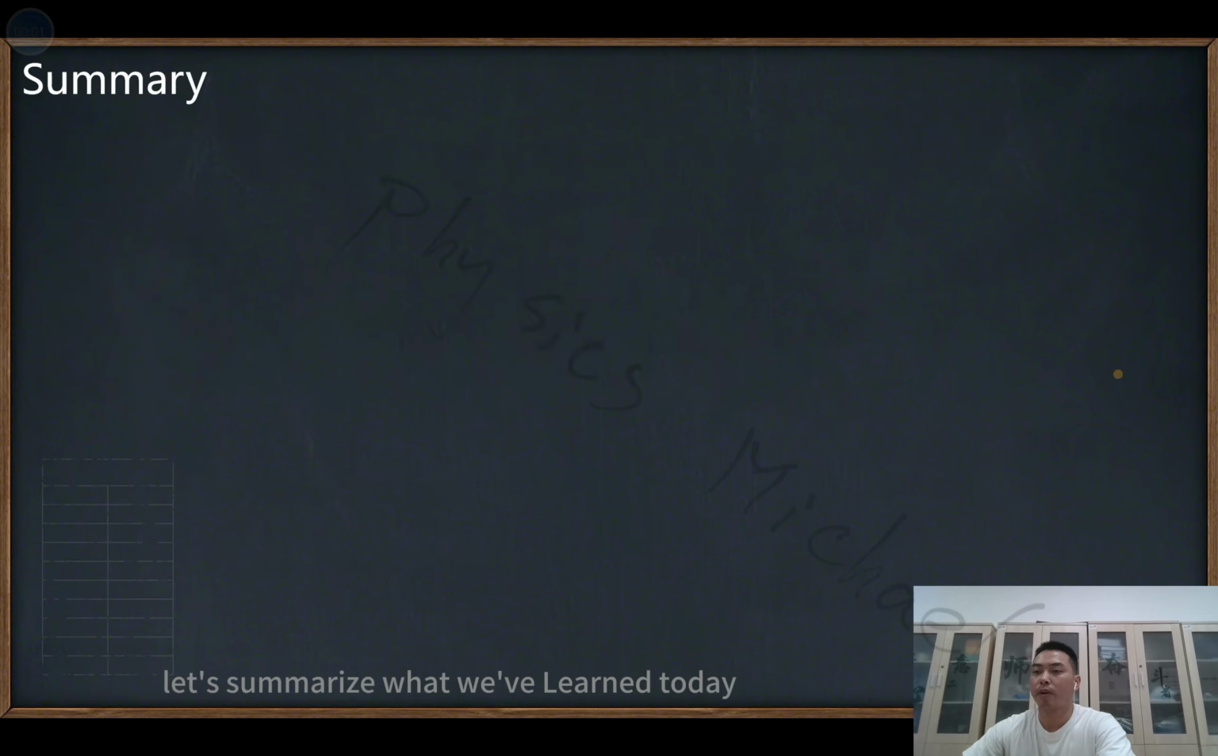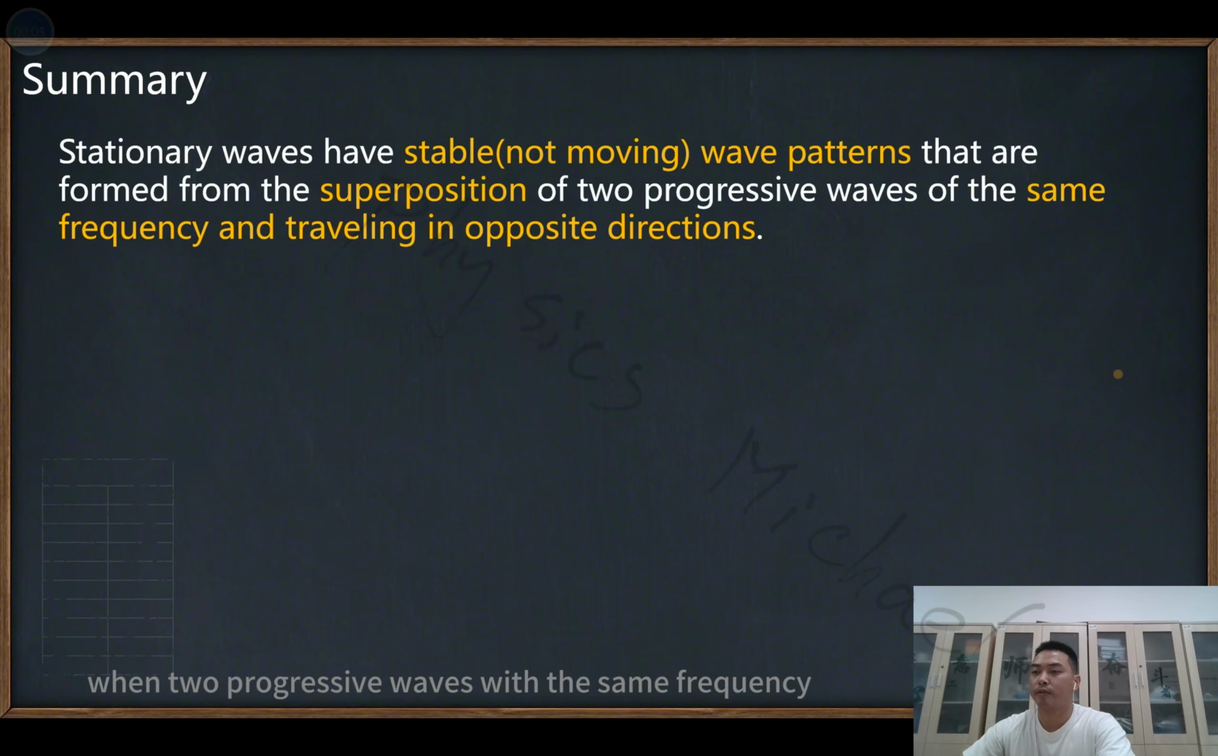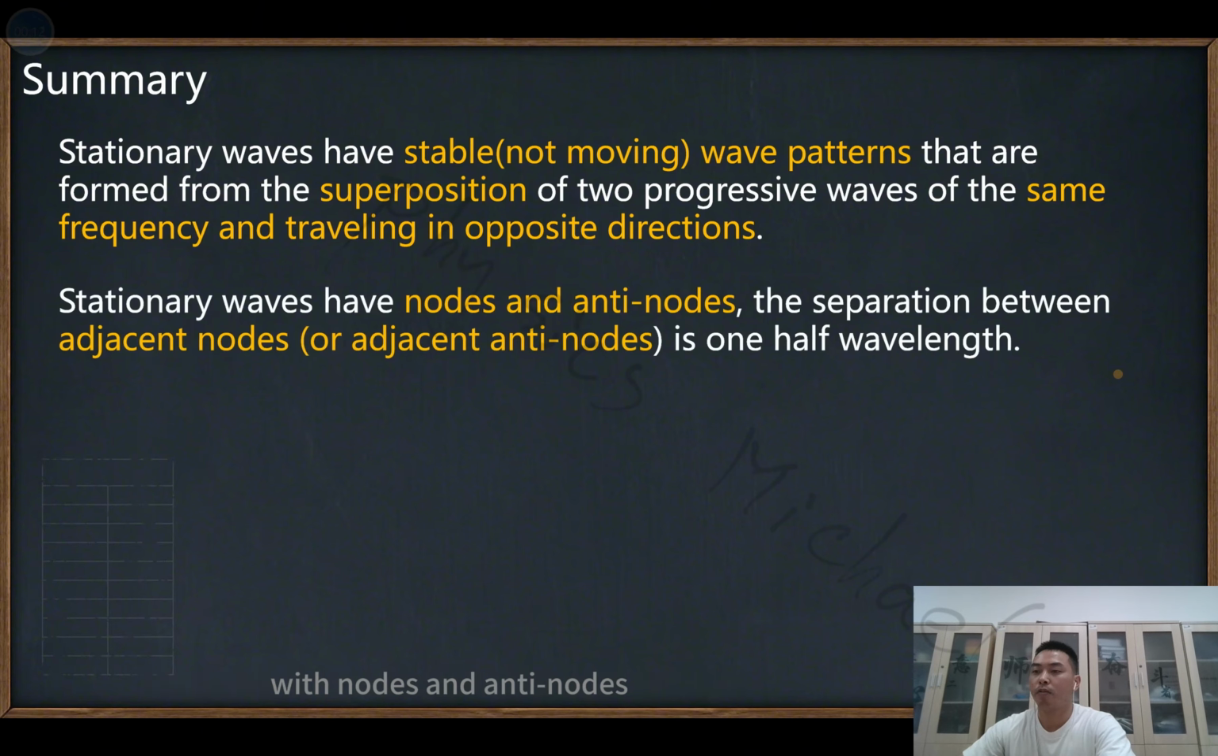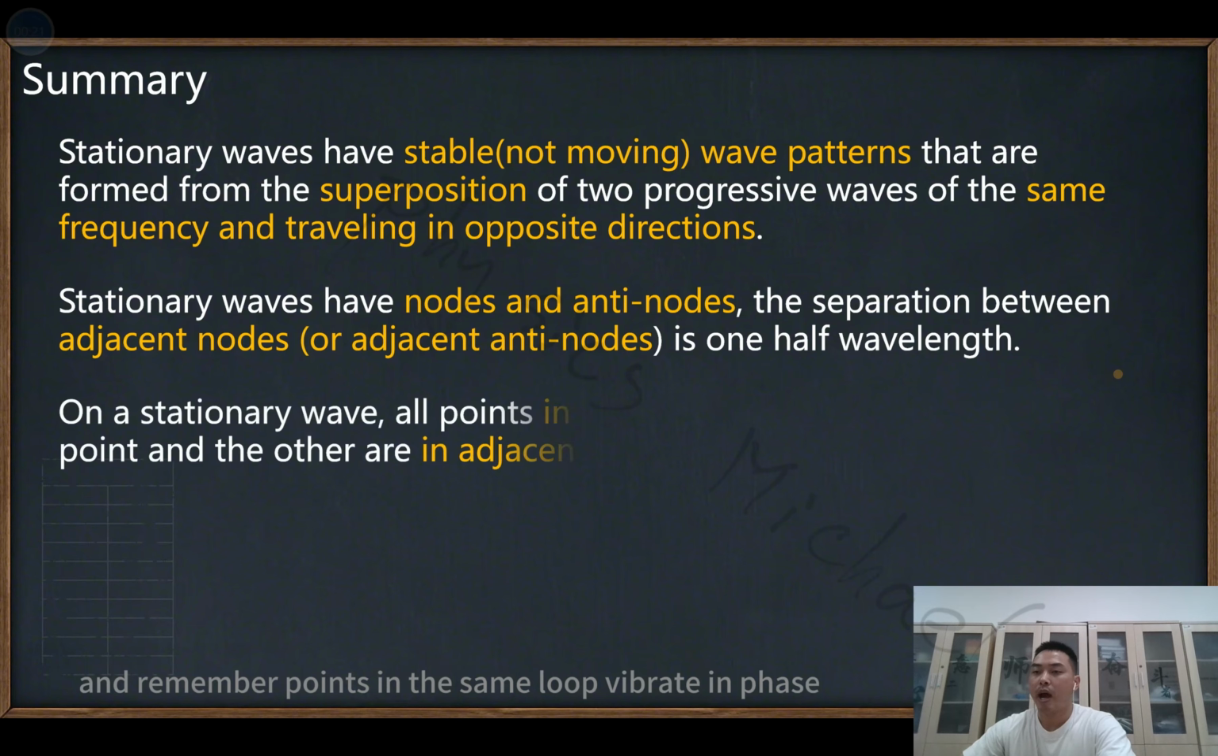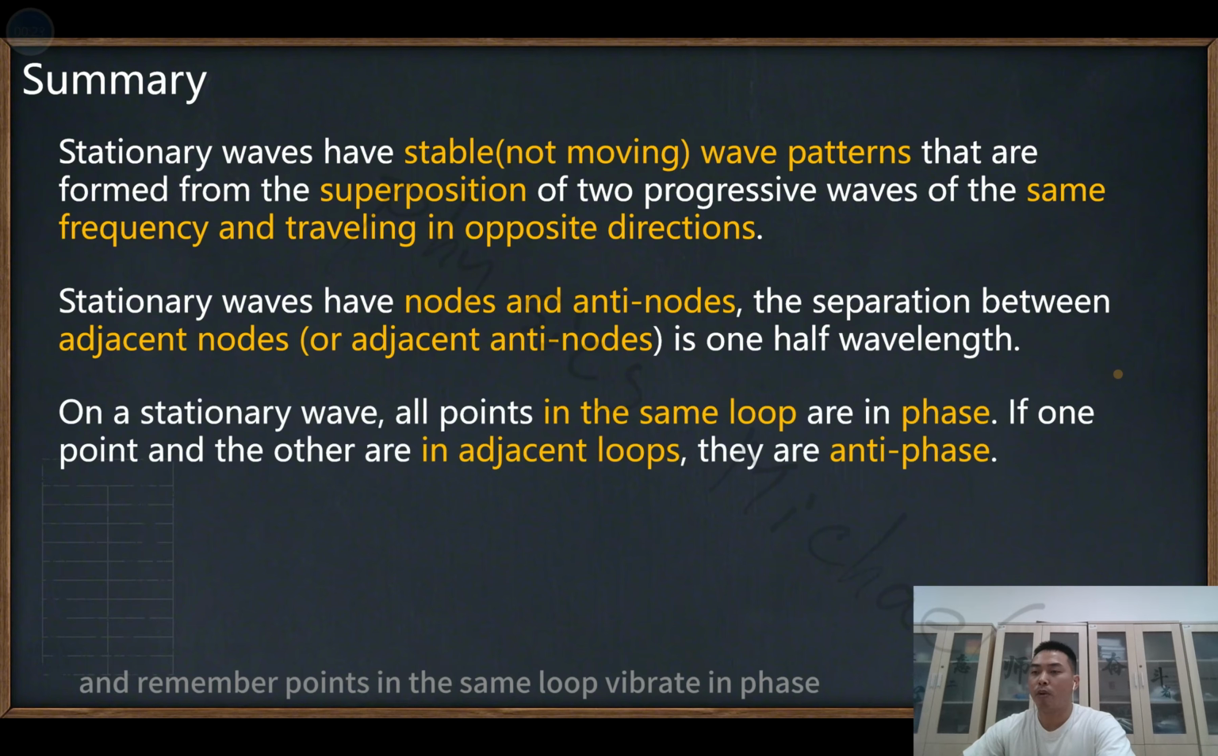Let's summarize what we've learned today. Stationary waves are formed when two progressive waves with the same frequency meet while traveling in opposite directions. They have stable, non-moving wave patterns with nodes and antinodes. The distance between adjacent nodes or between adjacent antinodes is always half a wavelength. And remember, points in the same loop vibrate in phase, while points in adjacent loops vibrate in antiphase.